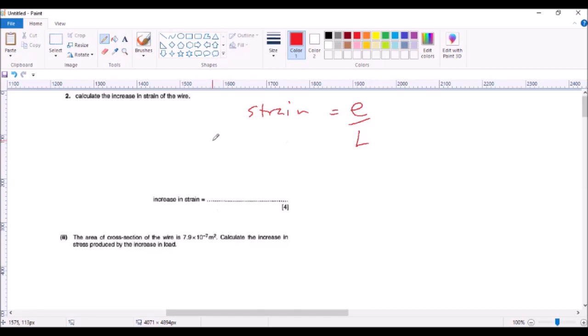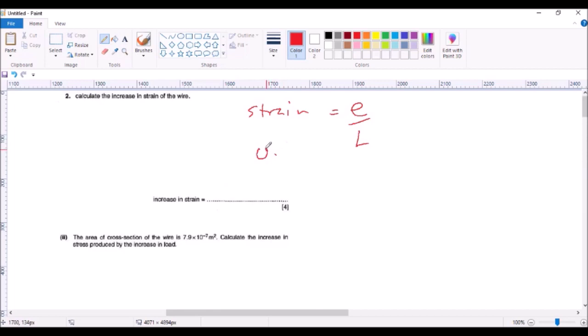This you can do. Calculate the increase in strain of the wire. Strain is extension divided by length. So we have our extension. What is the extension then?